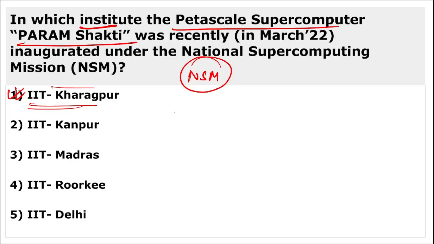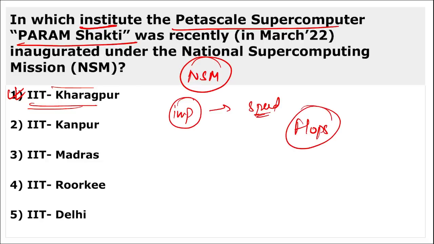All right. If we are talking about Param Shakti, remember it is a supercomputer. Important, if asked: the speed of a supercomputer is measured in which unit? It is measured in FLOPS, floating point operations per second.